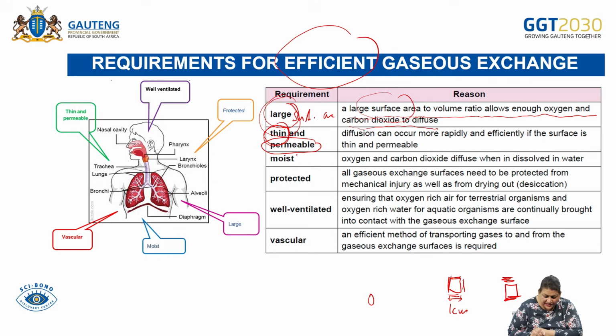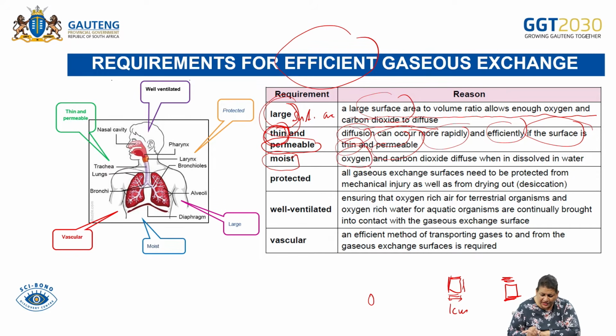It cannot be thick and impermeable. So the next thing, it must be moist. That surface cannot be dry. Why? Gases can only dissolve where there's moisture. So if something is dry, gases can't go through it. So the surface must be moist. When something is thin, diffusion can occur more rapidly and efficiently, that means rapidly and to its maximum, if the surface is thin and permeable, not just thin, but thin and permeable. So something can be thin, but nothing can go through it. So it has to be thin and permeable.